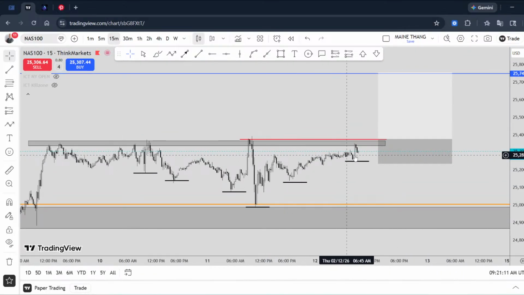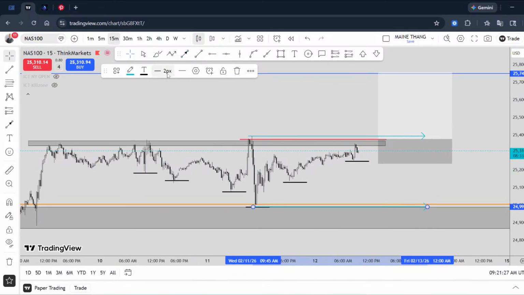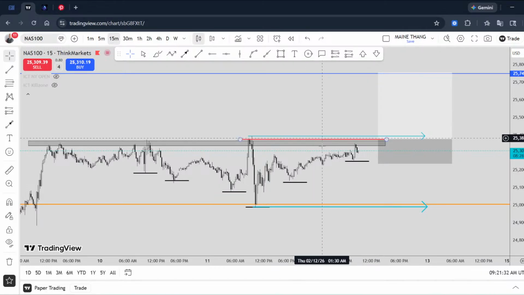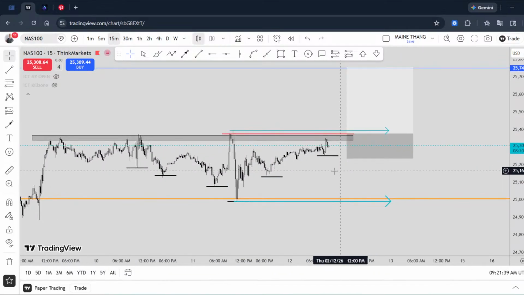And the reason why we want to see price break this high here is because here to here is a zone. Price breaks highs and lows. Now we gotta wait for price to come out of that zone. Everything in between is just foolery.